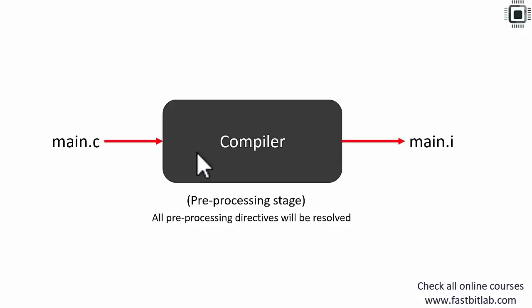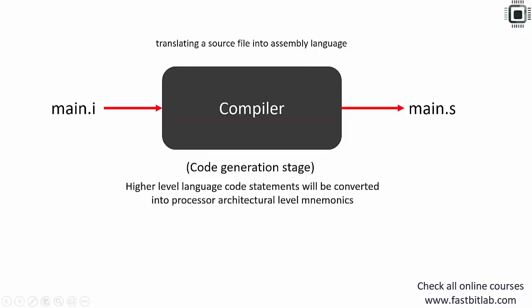After that, what comes is the code generation stage, that is translating a source file into assembly language. That is, if the input is main.i, then the output will be main.s. Here, higher level language code statements will be converted into processor architecture level mnemonics. Higher level language in this case is C, isn't it? C statements will be converted into the assembly level language. That's what we call mnemonics.